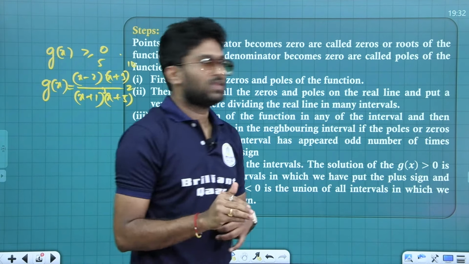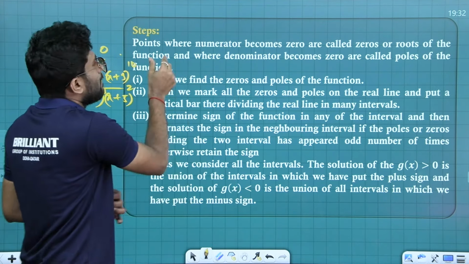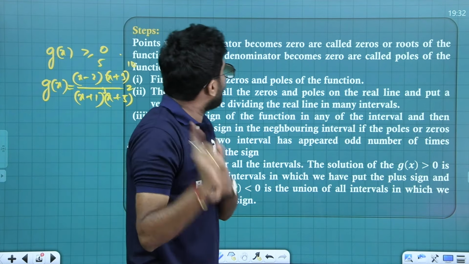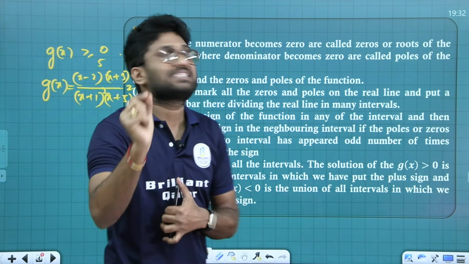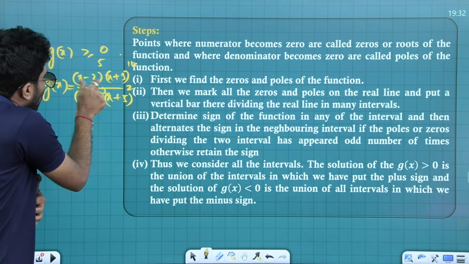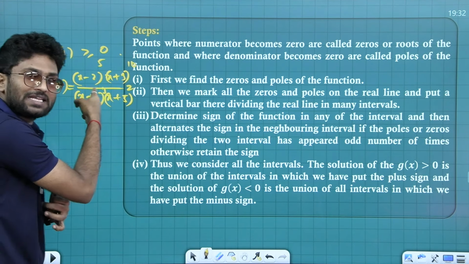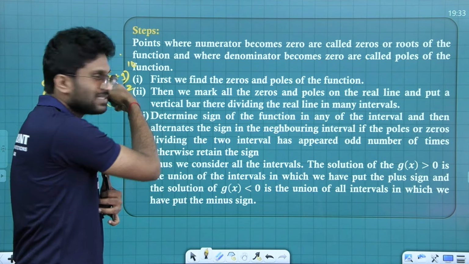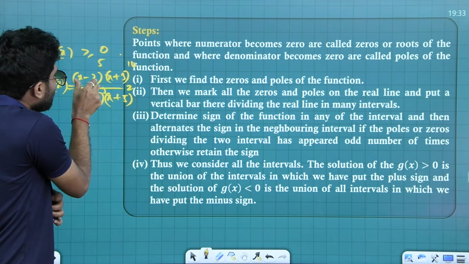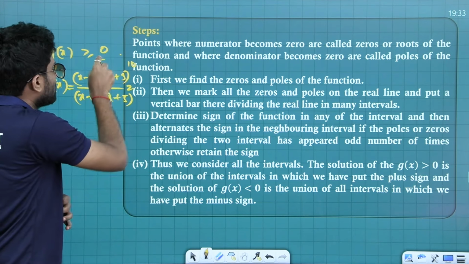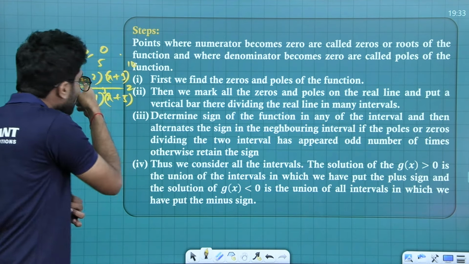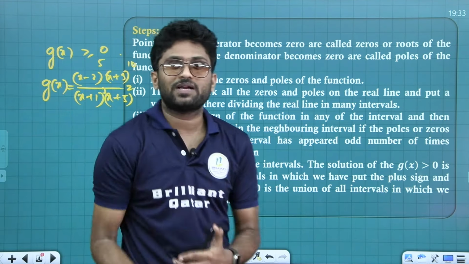Now we have this. Okay, point number 1, steps. Points where the numerator becomes 0 are called zeros. See, at which particular points is the numerator getting 0? Here we have two factors in the numerator, (x minus 2) raised to 5 and (x plus 3) raised to 5. When x is equal to 2, the numerator becomes 0.